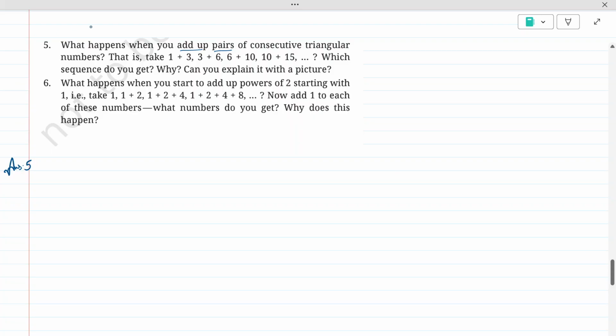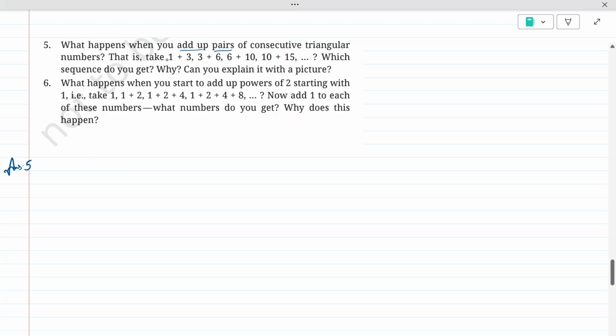We will pick this question first. What happens when you add up the pairs of consecutive triangular numbers? That is, take 1 plus 3, 3 plus 6, 6 plus 10, 10 plus 15 and so on. Which sequence do you get? Why? And can you explain it with a picture? So I am dividing this question into different steps.